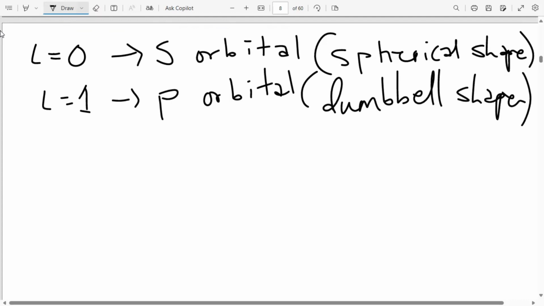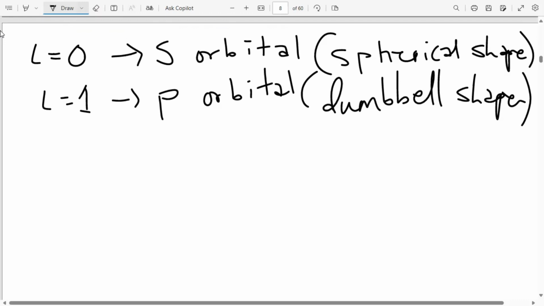You can see that as we move to higher values of the angular momentum quantum number, the shapes of the orbitals keep getting more complicated, because some orbitals have to accommodate a large number of electrons. We talked about the s orbital accommodating 2, the p orbital accommodating 6, the d orbital accommodating 10, and the f orbital accommodating 14. So the shapes get more and more complex due to the number of orbitals in the subshells.